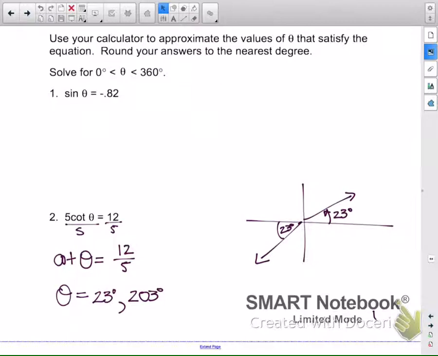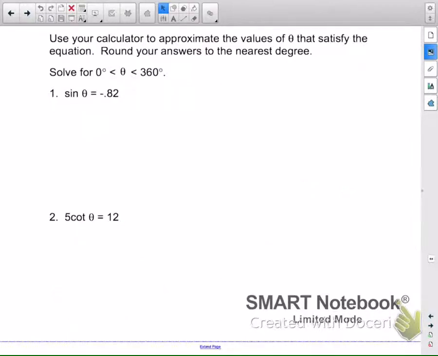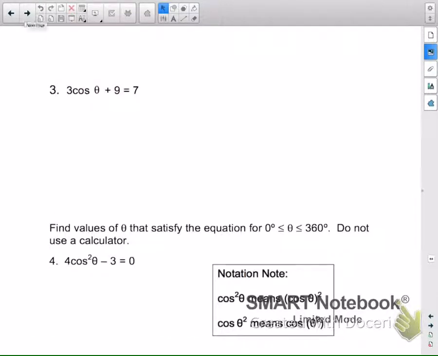Okay. Flipping to the back, we're going to do just a couple more of these. To begin with, on the back, we're solving for the cosine on question 3. So, how do I get cosine by itself? First, I would subtract 9, which gives me the negative 2 over here. Then I divide by 3. So we get cosine is equal to negative 2/3.